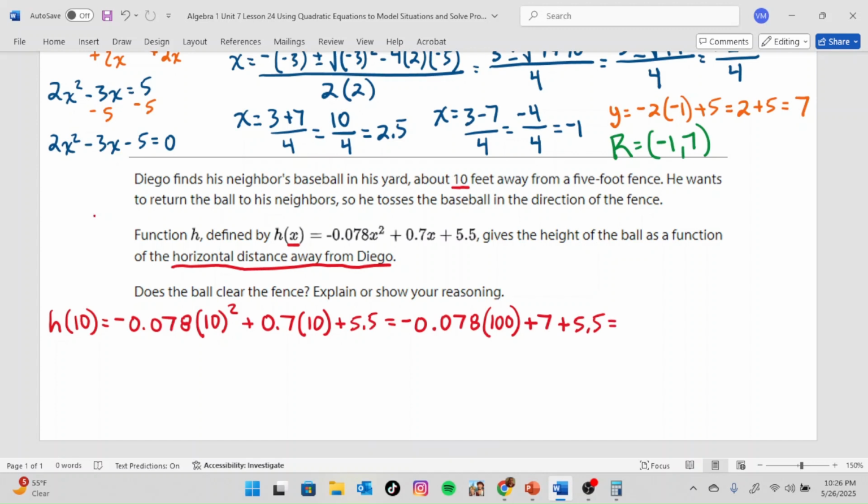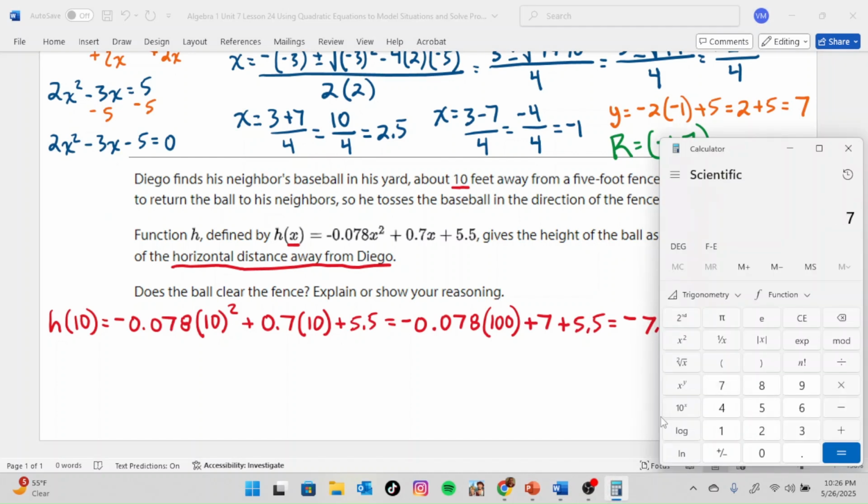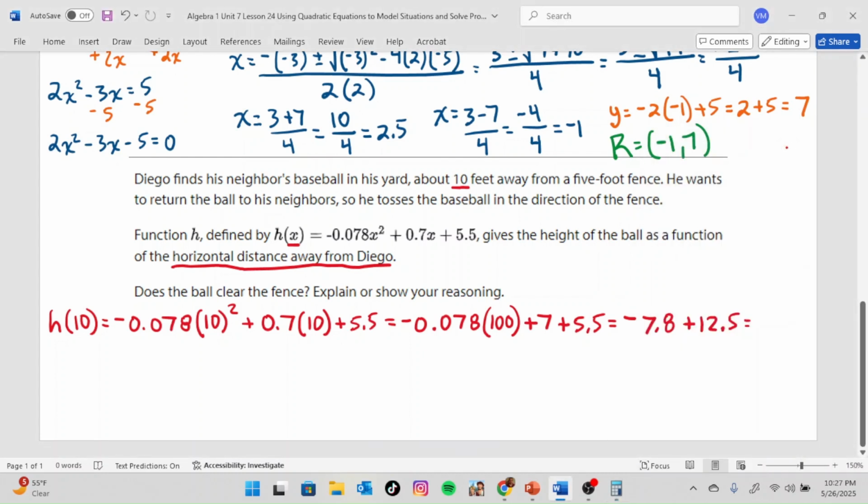Now, negative 0.078 times 100 is negative 7.8. Then we have 7 plus 5.5. That's 12.5. And then we have negative 7.8 plus 12.5, and that equals 4.7.